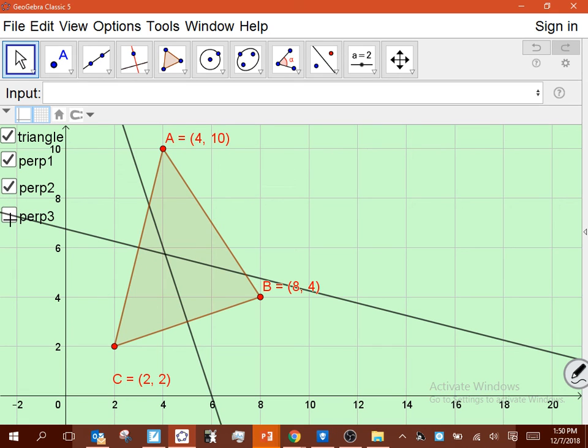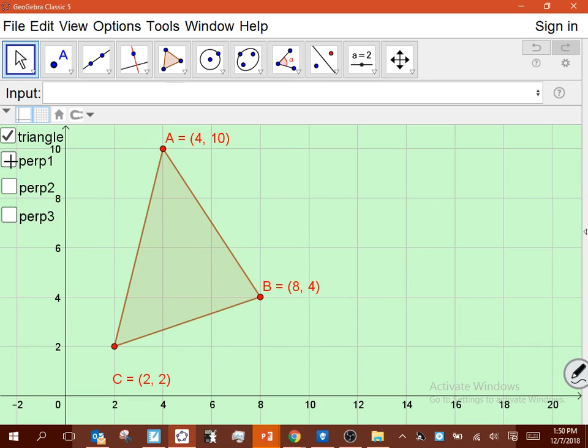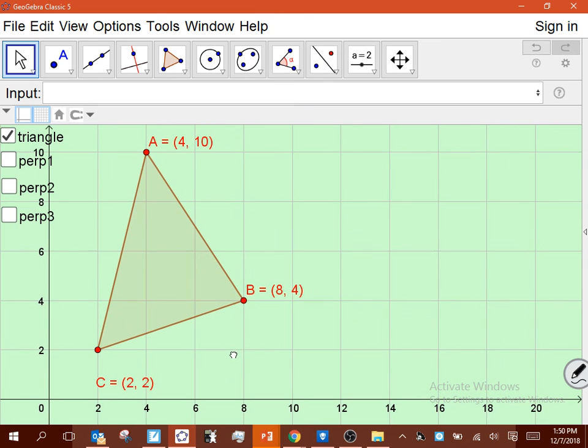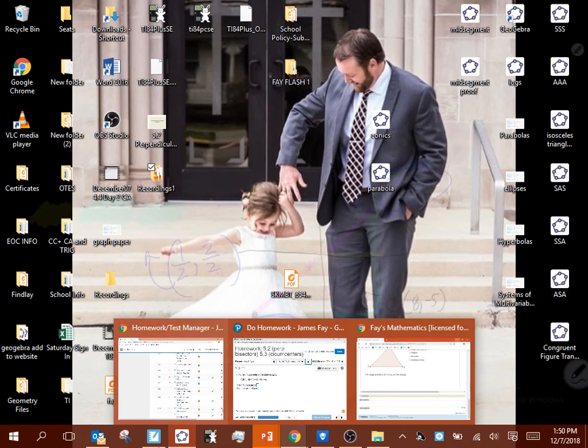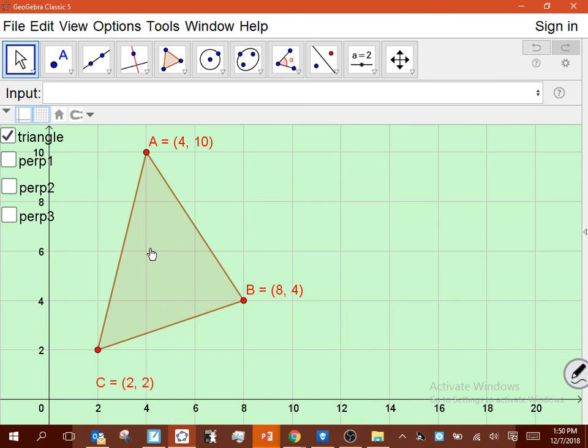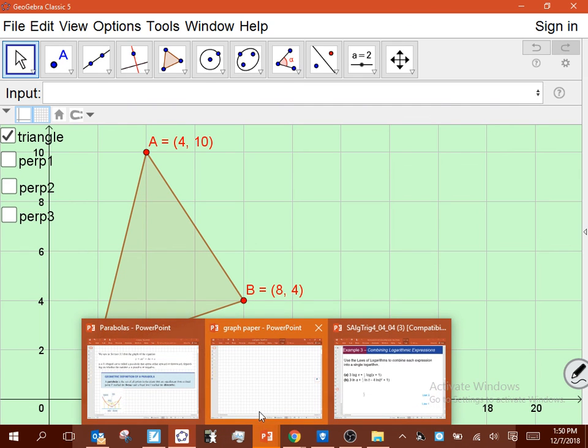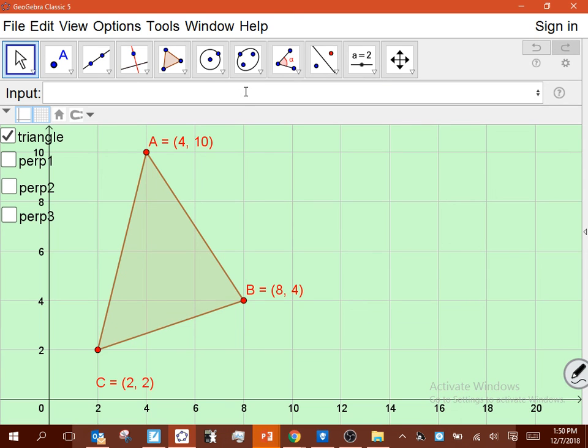All right, so I was going to start with that triangle there. Triangle ABC with those points of (4, 10), (2, 2), and (8, 4). So I'll give you a minute to write that down, and then I am going to do a little bit of work real quick.